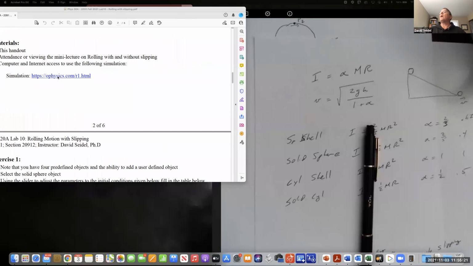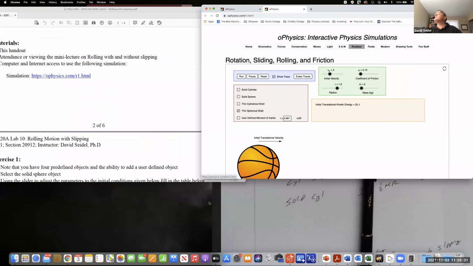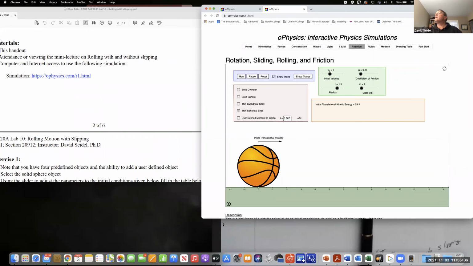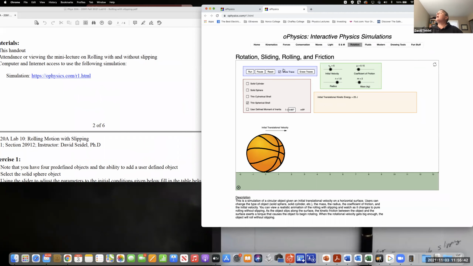We're going to go ahead and open our simulation here. And make this a little bit bigger here. And I'll make it a little bit smaller now. Okay. Let me make it a little bit bigger.